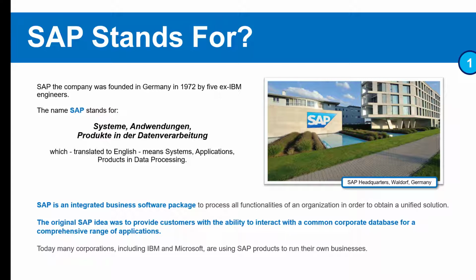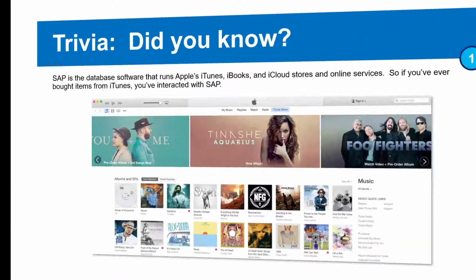The letters SAP are an acronym for Systeme Anwendungen Produkte in Datenverarbeitung in German. In English, that translates to Systems, Applications, and Products and Data Processing. SAP, as you might guess, is both the name of the company and the software. SAP the company is German and global in scale.